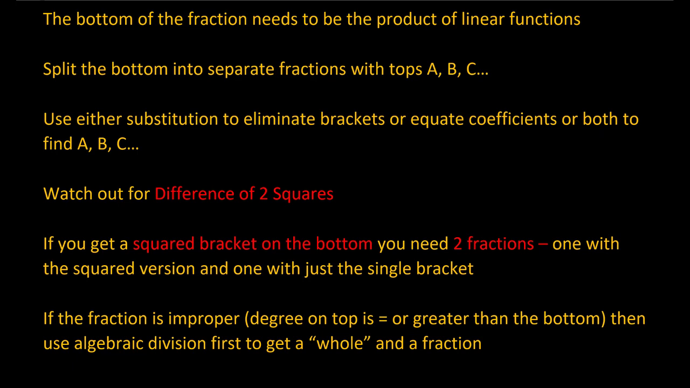So let's just summarise what we've learnt. With partial fractions, the bottom of the fraction needs to be a product of linear functions, single brackets. Split the bottom into separate fractions with tops a, b, c and so on. Then use either substitution to eliminate brackets or equate coefficients, or both, to find the a, b, c, whatever you've got. Watch out for difference of two squares on the bottom. Also watch out, because if you get a squared bracket on the bottom, remember that you're going to need two fractions to replace it. One with the squared version and one with just the single bracket.